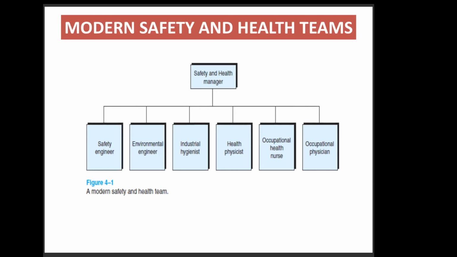Modern safety and health teams. The components of this team are here. In this slide, we see that there are 6 components of the health and safety team. Number 1, safety engineer. Number 2, environmental engineer. Number 3, industrial hygienist. Number 4, health physicist. Number 5, occupational health nurses. Number 6, occupational physicians. This is the figure for a modern safety and health team. A modern health and safety team comprises these 6 different members.